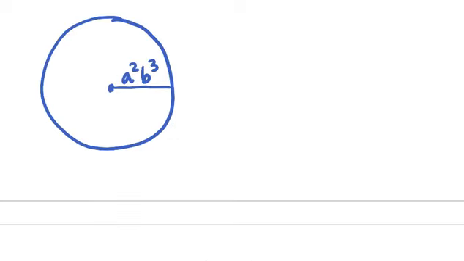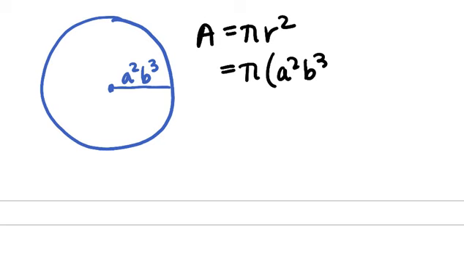Okay, so if we had a circle with radius a squared b to the 3rd, well, we know that the area of a circle is equal to pi multiplied by the square of the radius. So in this case, the area is going to be pi multiplied by a squared b to the 3rd squared. So it'll be pi times a to the 4th times b to the 6th.